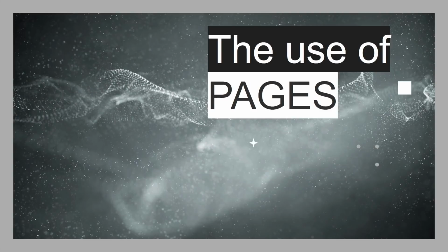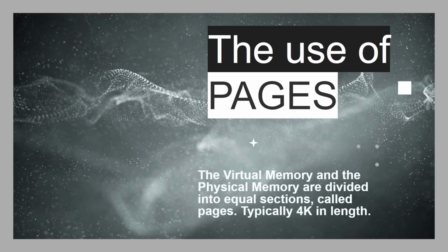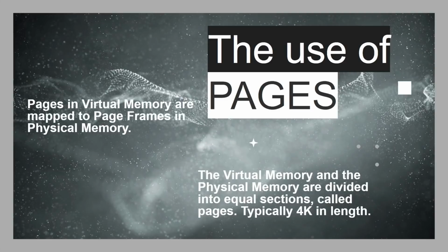And to do that, we use a thing called pages. Now the virtual memory and the physical memory are divided up into equal sections called pages. So the size of a page in the virtual memory has to be the same as the size of a page in the physical memory. And typically they are 4K in length. Of course, 4K is a nice number, a nice power of 2 number, 4096, and we'll look a bit more about that shortly. Now pages in virtual memory are mapped to what's called page frames in physical memory.